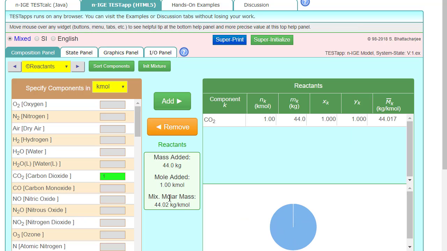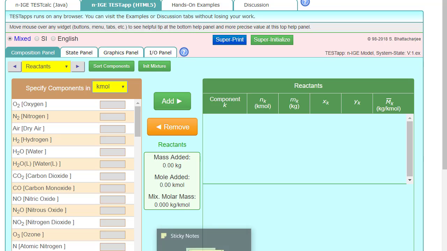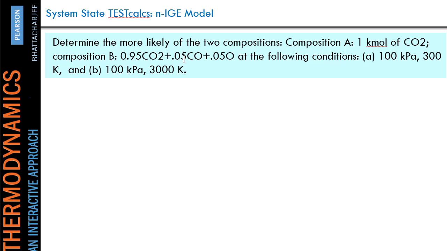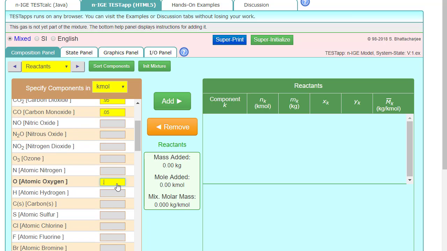we'll try the second mixture, composition B. So I initialize the mixture, changing it back to kilomoles, and this one is this formula right here, 0.95 CO2 plus 0.05 CO plus 0.05 O2. So we're going to enter that. So 0.95 CO2, 0.05 CO, and 0.05 O2. All right, and we'll add those.